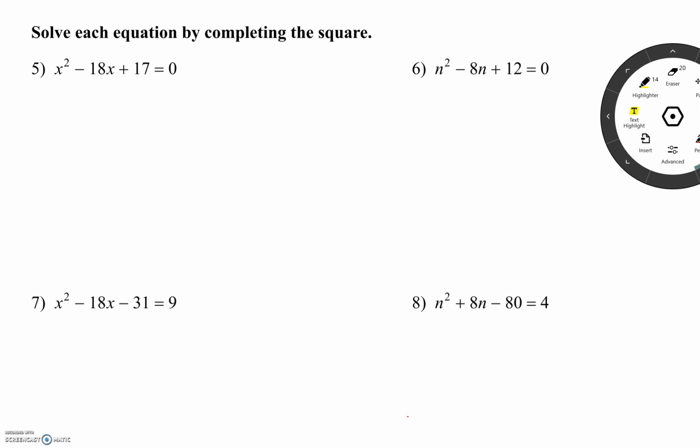Hello, Algebros. Our next method for solving quadratic equations is the method of completing the square.